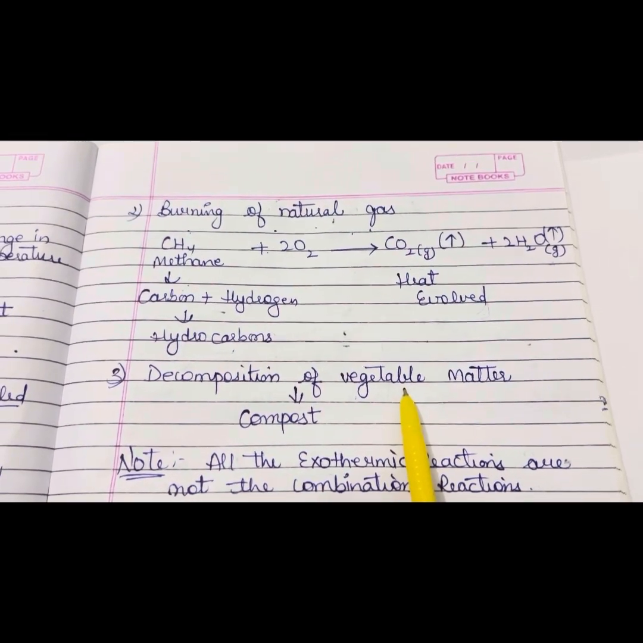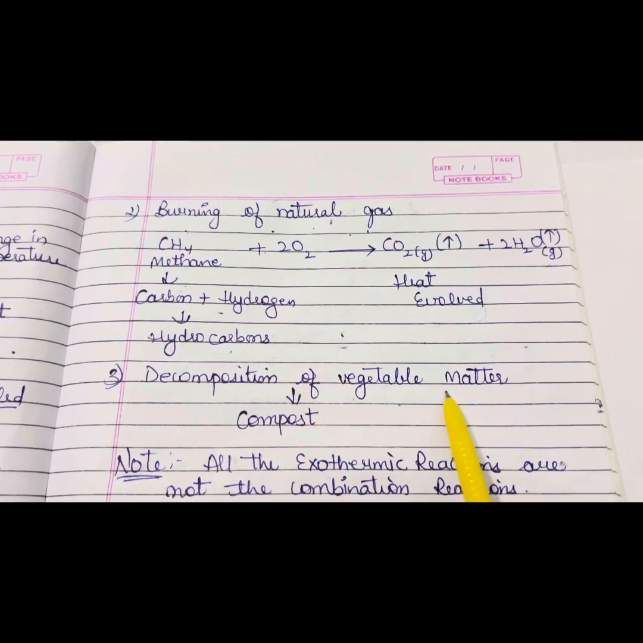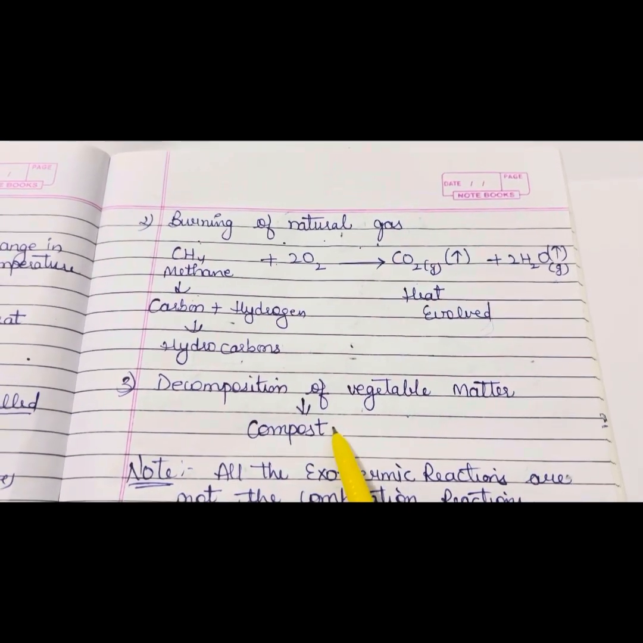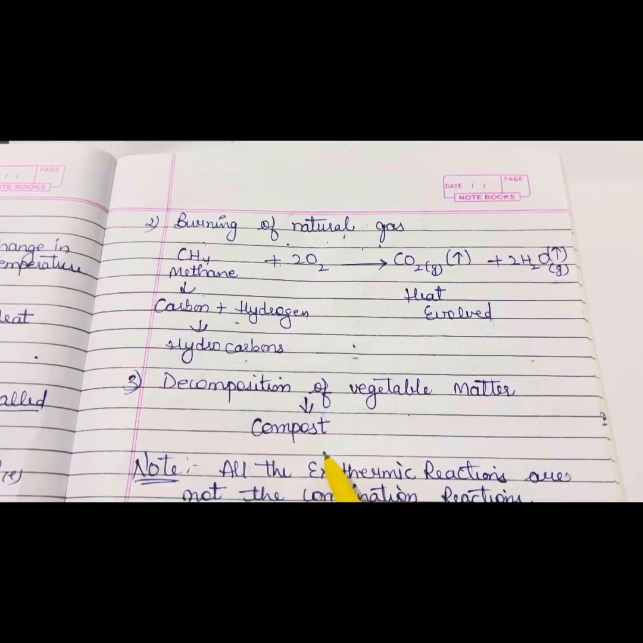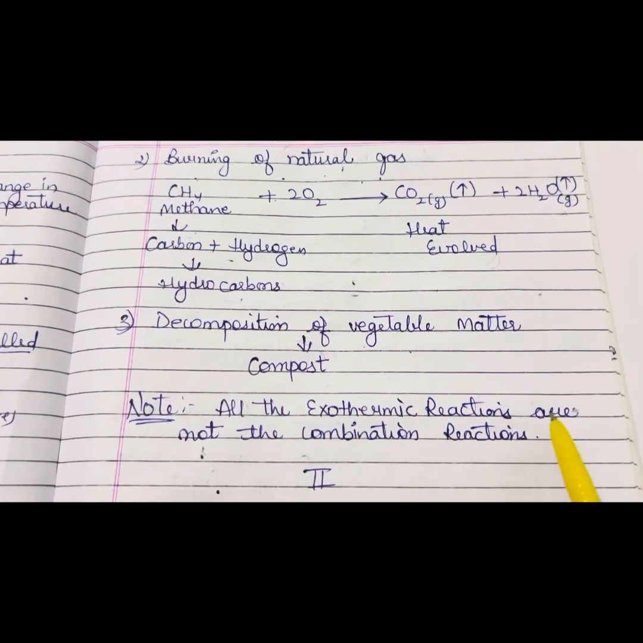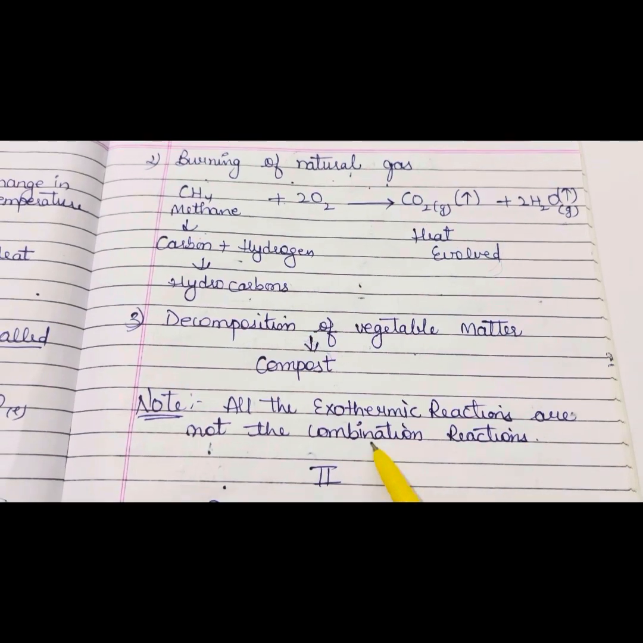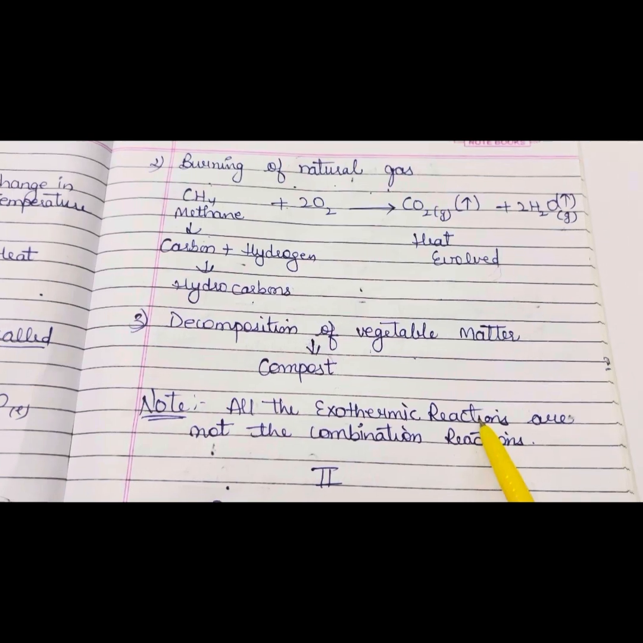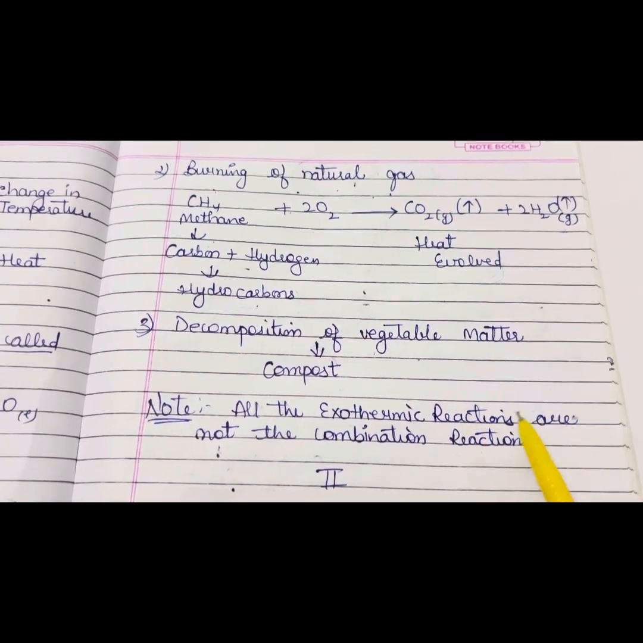Decomposition of vegetable matter is something we study in biology. Vegetable matter means the peels of vegetables and fruits, which when we dump somewhere will convert into compost. Compost means a type of manure. Now the main thing that you have to notice: all the exothermic reactions are not combination reactions, or vice versa, that means all the combination reactions are not exothermic reactions. This is all about the first type of reaction, that is combination reaction.